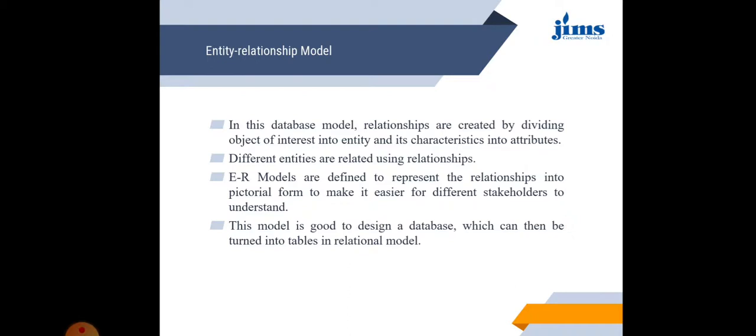Coming to the next model, that is the entity relationship model. In this database model, relationships are created by dividing objects of interest into entities and their characteristics into attributes. So basically, in entity relationship we are making entities and attributes, and we are making the relationship between them. Suppose I am making an ER diagram of a student and study: student is an entity, books is an entity, and study is the relationship. So student studies books, that is a relationship diagram, an ER diagram.